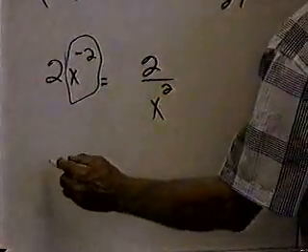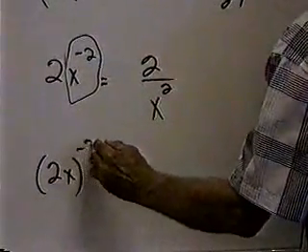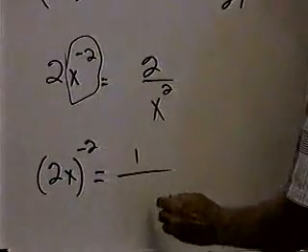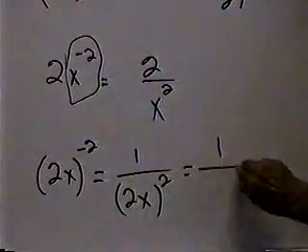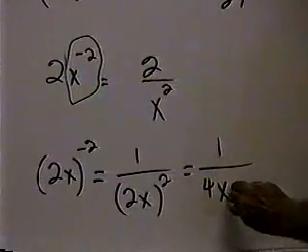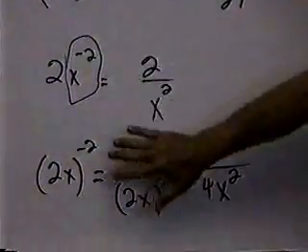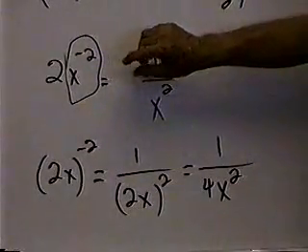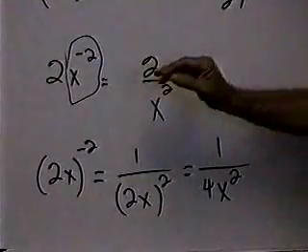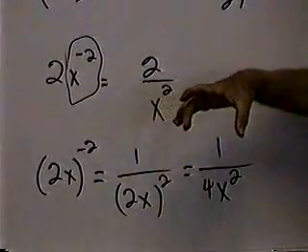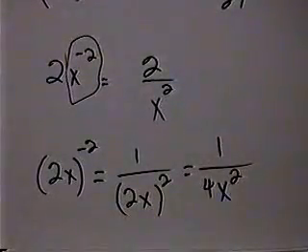Let me inject another example. If I had 2 to the x to the minus 2 power, then that would be 1 over 2 to the x squared, which would be 1 over 4x squared. Okay. Now that's the difference between these two, all right? Just like the very first example I started out with in here, where we had a -3 squared and a -3 in parentheses squared. Okay, makes a big difference.